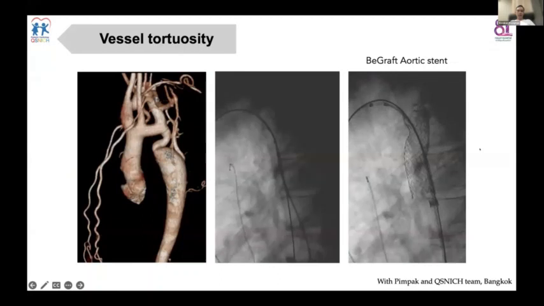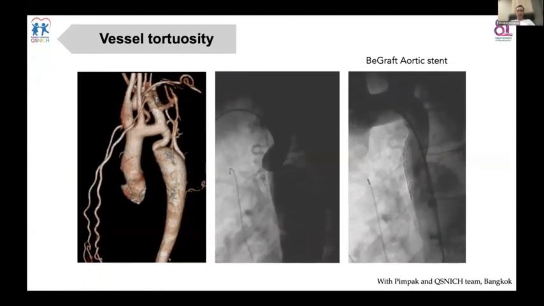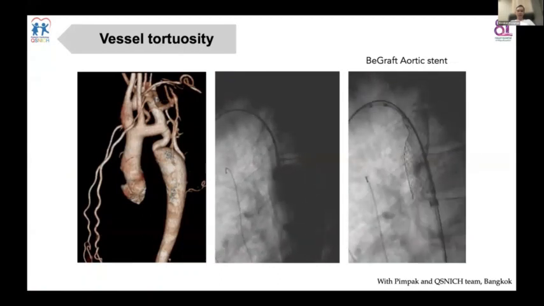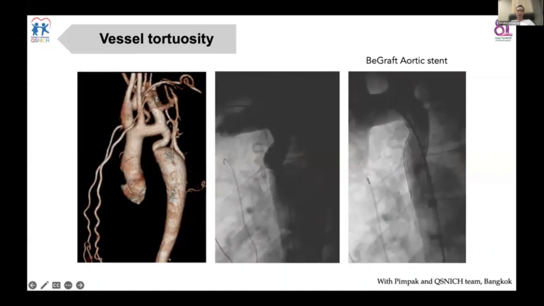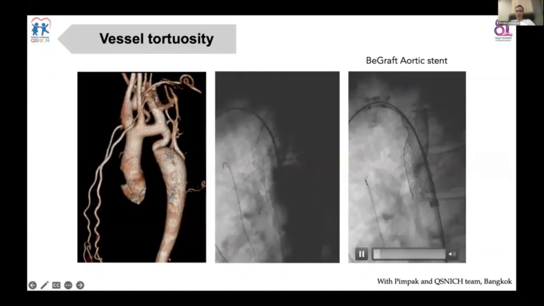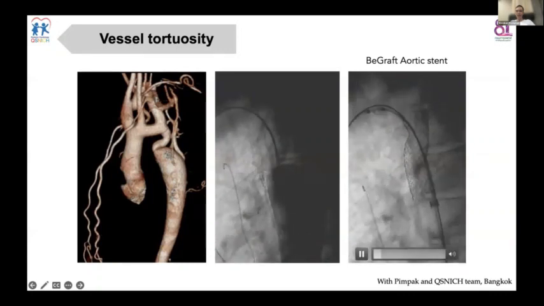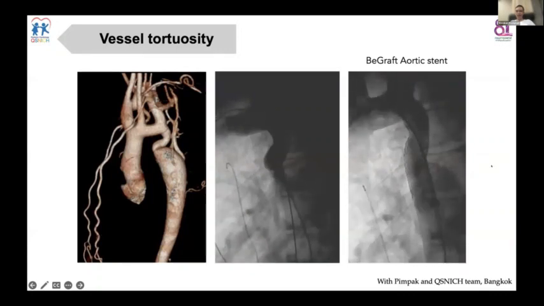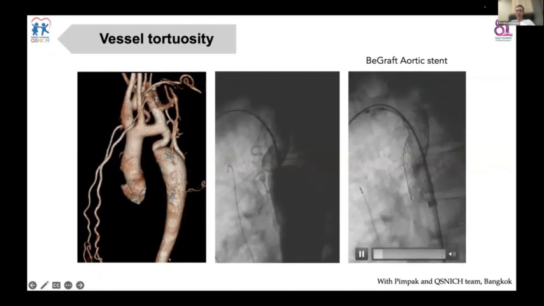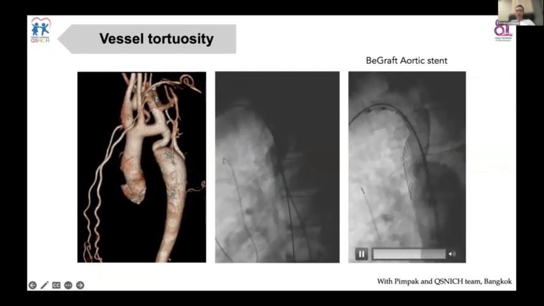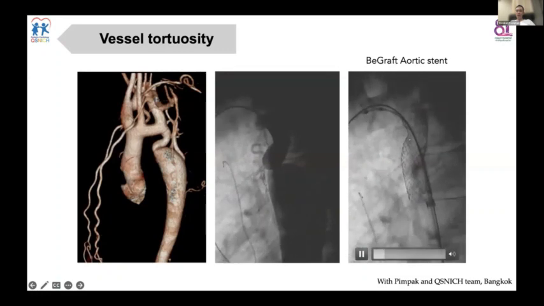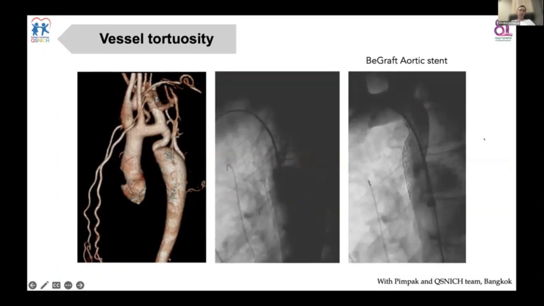And after that, you may deal with very complex anatomy like this. Vessel tortuosity is one of the things that you may appreciate, so your stent needs to be very good in terms of flexibility. That can help you a lot to conform or to appose properly, in such a way that the vessel wall is respected.